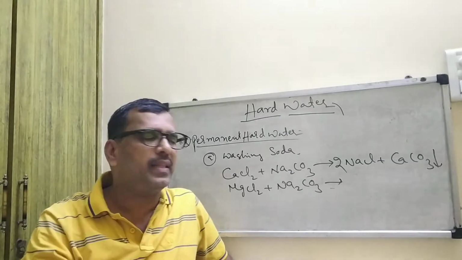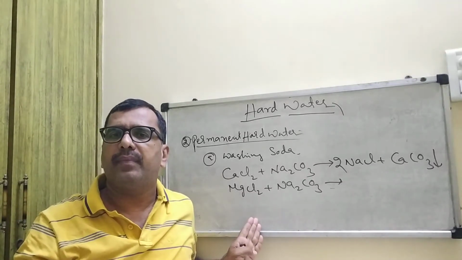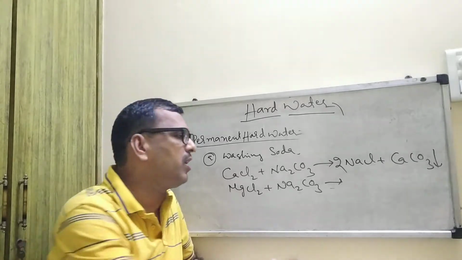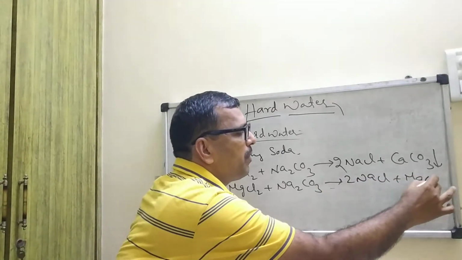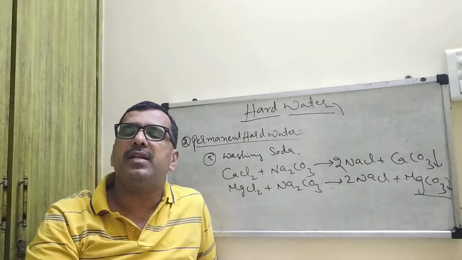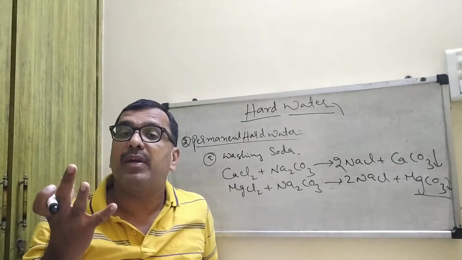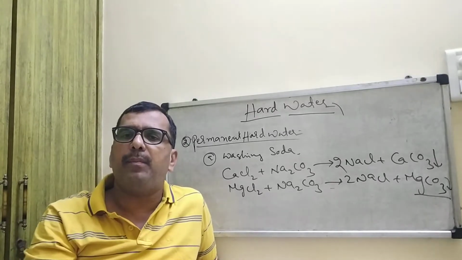This is one of the methods. Suppose magnesium chloride is present. By the addition of washing soda, it is converted to form NaCl plus magnesium carbonate. So the magnesium carbonate can be separated, and finally that water will become soft.